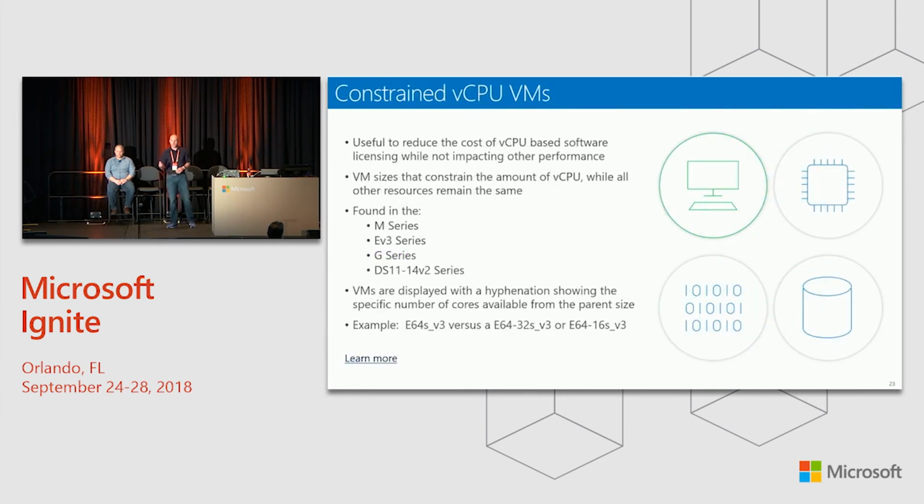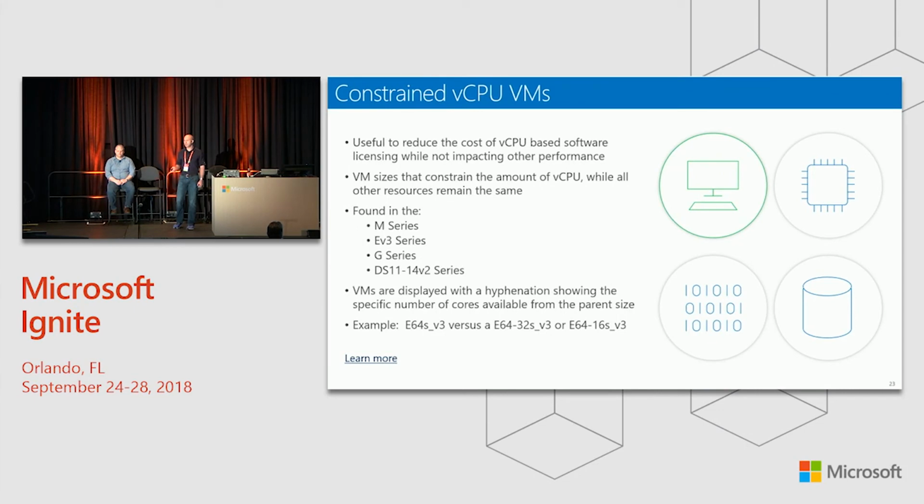We also, just a little bit about the same time, maybe a little bit after, started offering another type of size, which we call our constrained vCPU VMs. And so these come from existing VM families that we have today. They're offered in the M series and the EV3 series, the G series, and the upper end of the DV2 series on the 11 through 14.